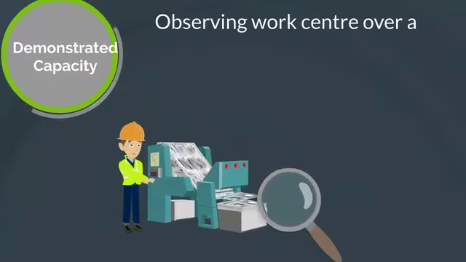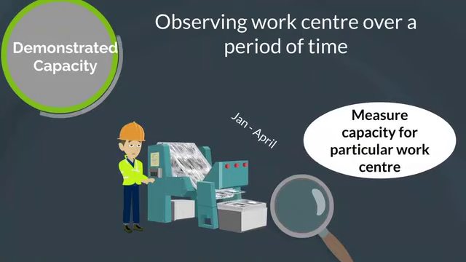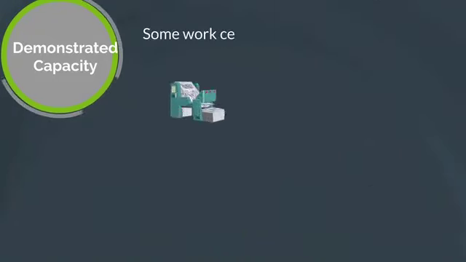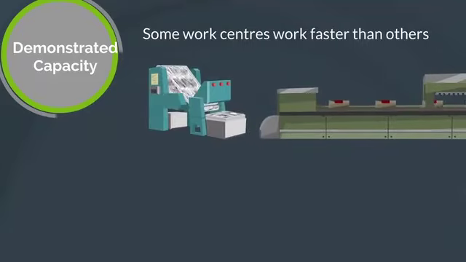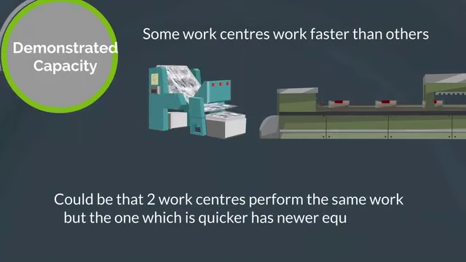Another measurement which is used is demonstrated capacity. This is determined by observing a work center over a period of time to measure the capacity for that particular work center. This is a very useful measurement because some work centers can work faster than others for a number of reasons. It could be that two work centers perform exactly the same work, but the one which is quicker has newer equipment.